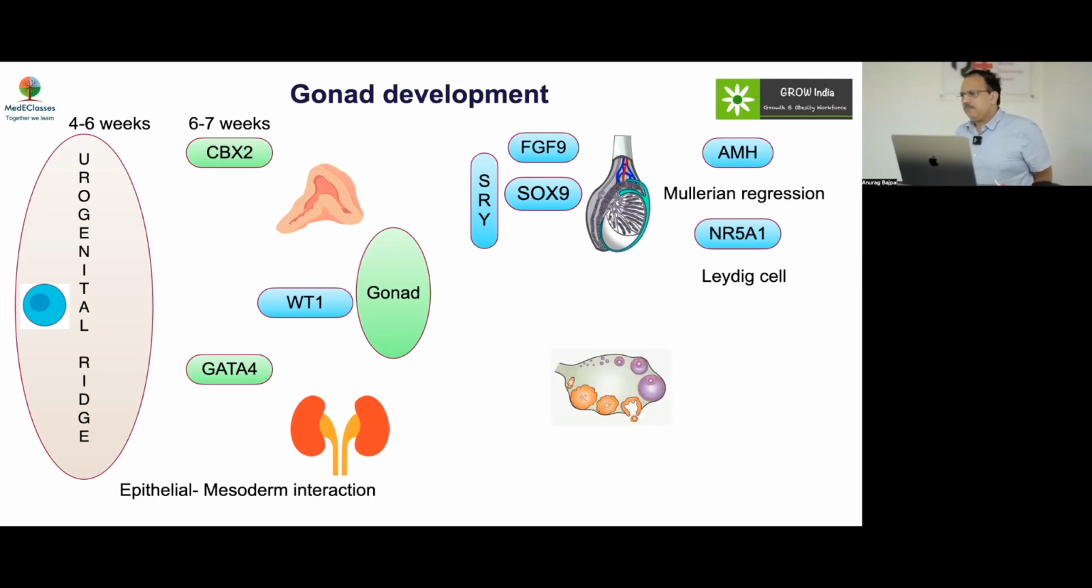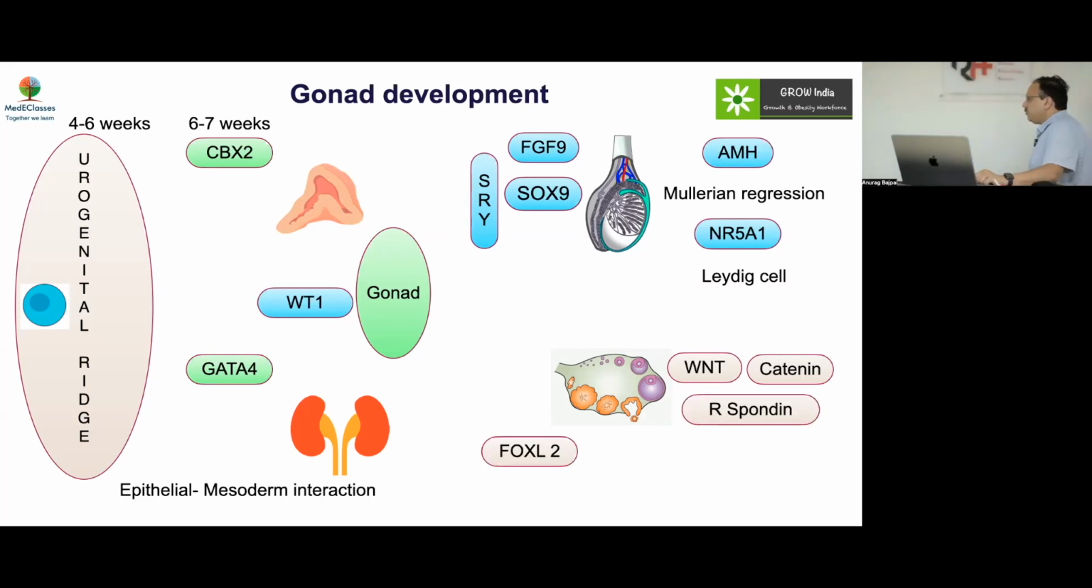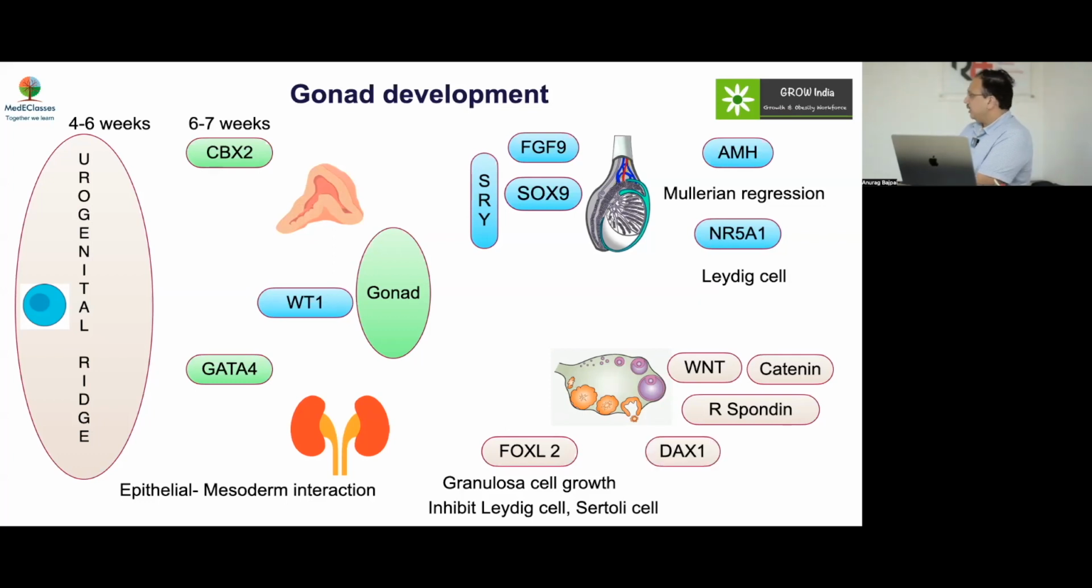Now, ovarian development a few decades ago was considered to be a passive process. So if you do not have SRY, automatically you have a default mode of development of ovaries. But now what has been shown is that there are multiple genes which are involved in ovarian development. Some of them are fundamental, like the beta-catenin pathway, which is involved in cartilage development, in ovarian development, and bone development as well. And you have specific ones which act as anti-testis genes, like FOXL2, which causes granulosa cell growth but also inhibits the Leydig cell and Sertoli cell, and DAX1, which is again known as an anti-testis gene.